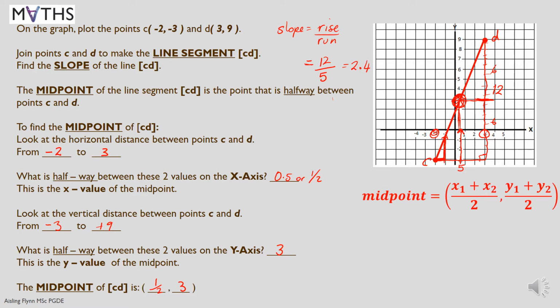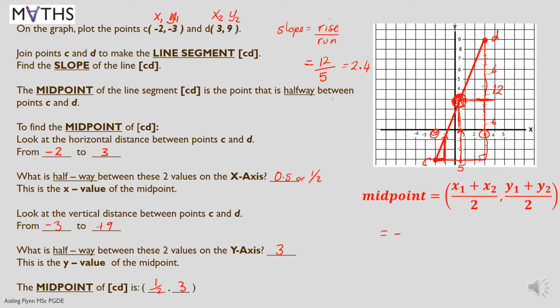We do have a formula we can use as well. It's available in the formula book, and it's (x1 plus x2) over 2. That's just getting the average of two x values. It gets you the middle. And the same for the y value, (y1 plus y2) over 2. We'll try the formula one time to show you. Again, we have 2 points. C is the first one, so look up to the top of the slide. We'll call that x1, y1. D is the second point, and we'll call those coordinates x2 and y2.